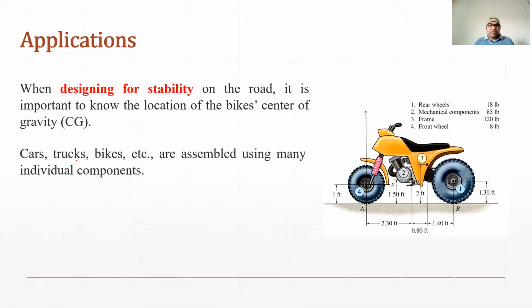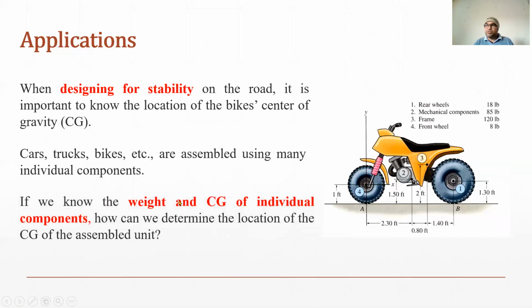Similarly, if we take other vehicles, say cars, trucks, bikes, they are assembled from many individual parts. If we know the weight of those individual parts and their individual CG, can we find out the CG of the assembled unit, which is the vehicle? Yes, there is a way to find that out, and we will see that in our lecture.